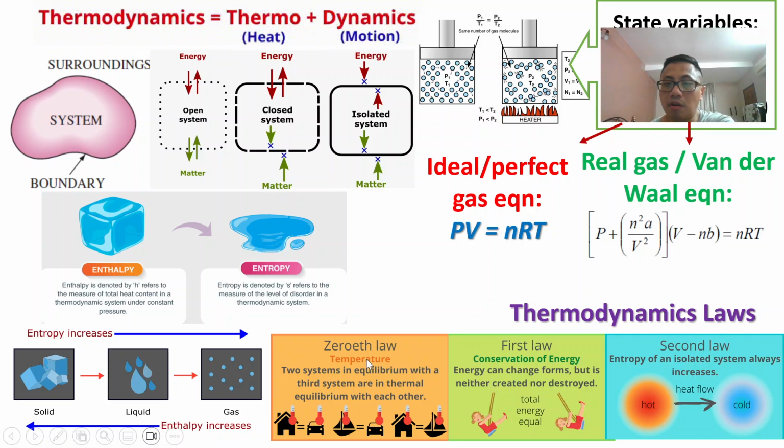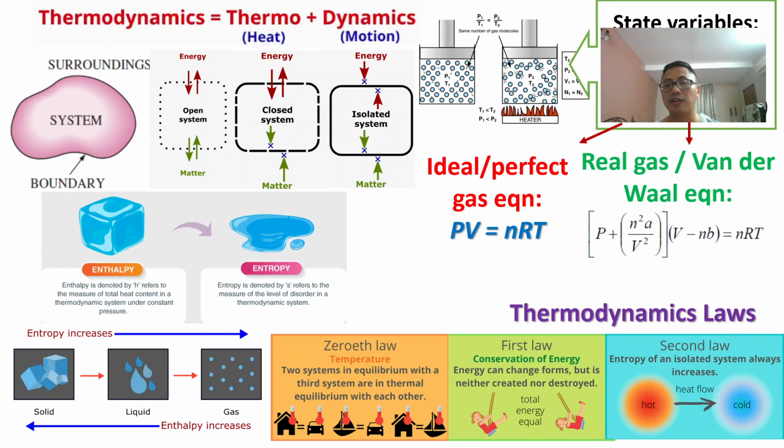We have the zero law, first law, and second law. Based on the zero law, two systems in equilibrium with a third one are in thermal equilibrium with each other. So the two systems will only be in equilibrium when the temperature with the third one also reaches the same value. That means equilibrium has been achieved.